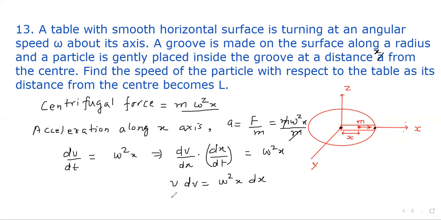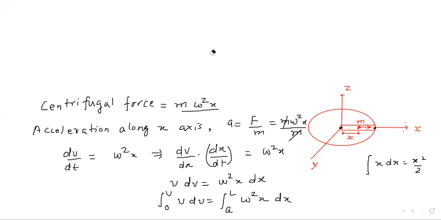Now we can integrate it. Suppose we assume that velocity changes from 0 to v, and the distance changes from a to L. We assumed initially that the particle is at x where the centrifugal force is m omega square x, but the initial position is not x but a. So the limits will be a to L, omega square x dx. Now we can integrate. We know the integration of x dx is x squared by 2. So it will become v squared by 2, limits 0 to v, equal to omega square x squared by 2, limits a to L.